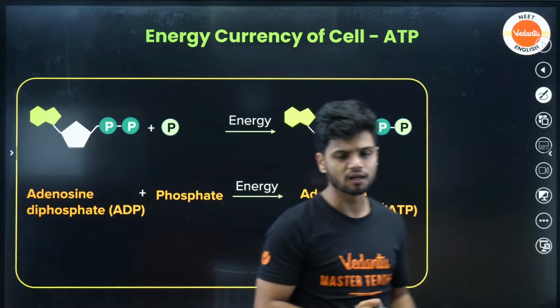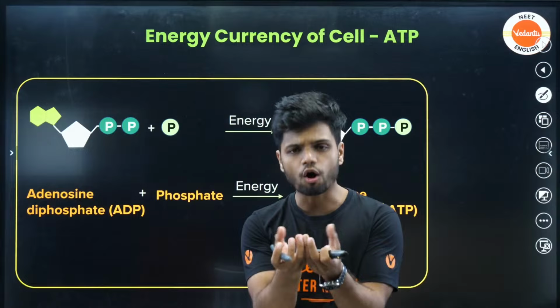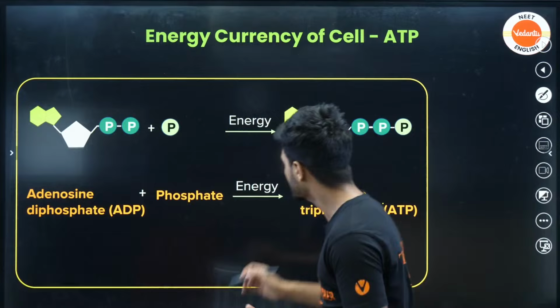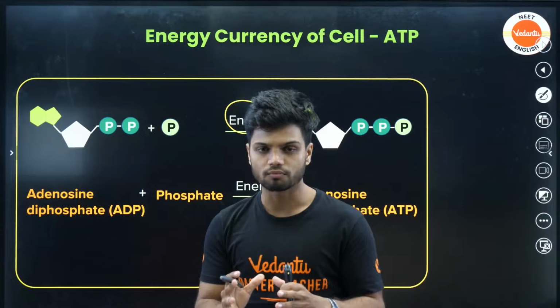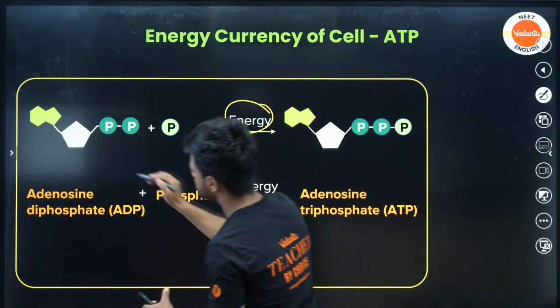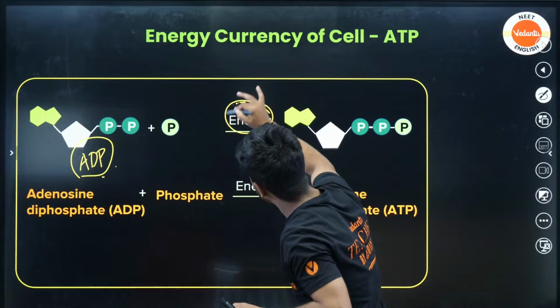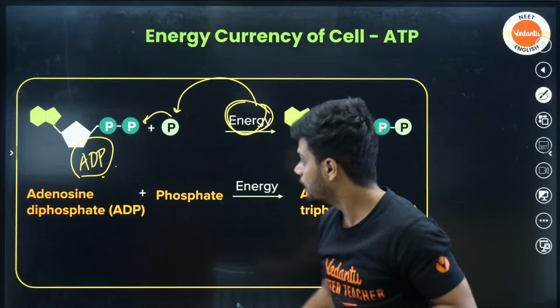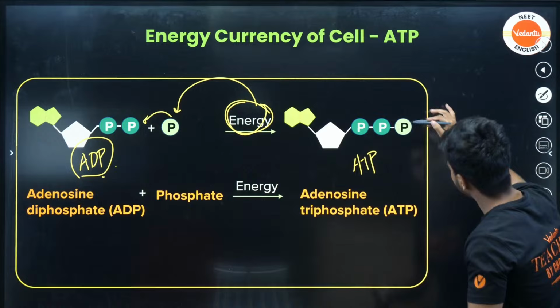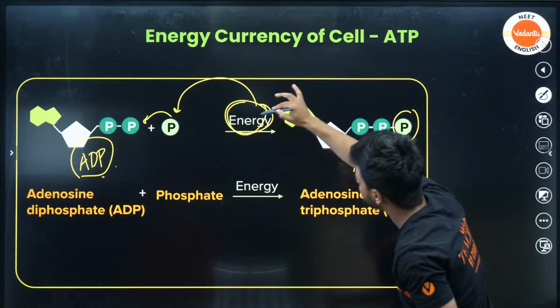I told you whenever there is oxidation of food, energy is released. Using that energy, listen to me very carefully, we have this molecule called ADP, adenosine diphosphate. To this adenosine diphosphate, using this energy, we add a phosphate to it. ADP gets converted to ATP. That is, extra phosphate is added using the energy, and this bond, can you see this? The energy is stored in that bond.